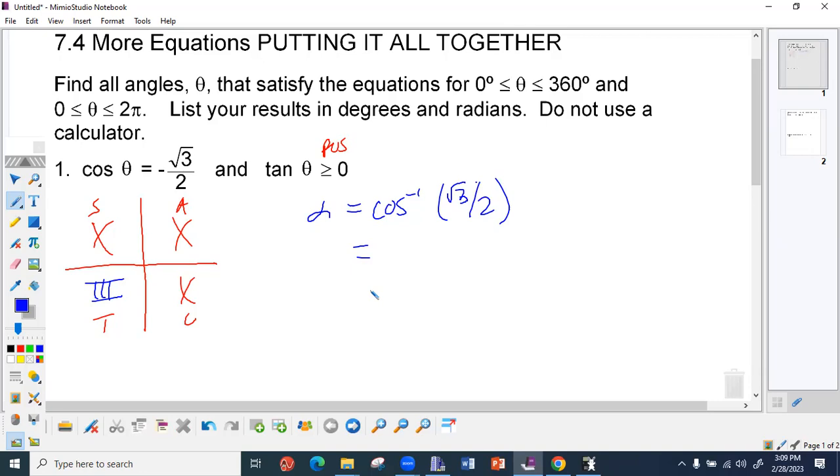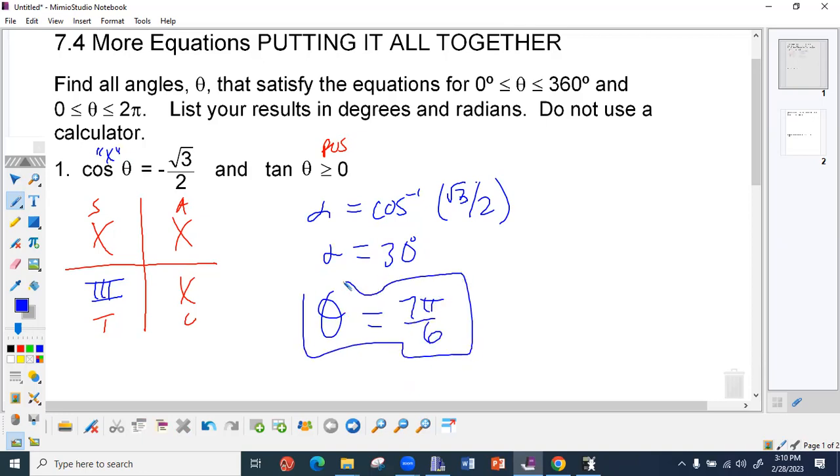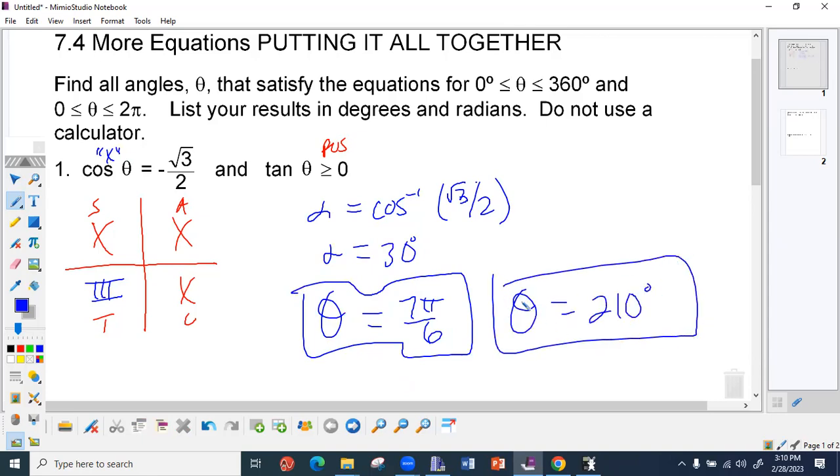In quadrant 1, in reference 1, the 60 degree or 30. 30. Remember, cosine is your x. So we're looking at 30. So what's my 30-degree angle in quadrant 3? 7 pi over 6. There we go. Or do we want degrees? We need degrees. Which is 210. There we go. Bam. Keep that up there.